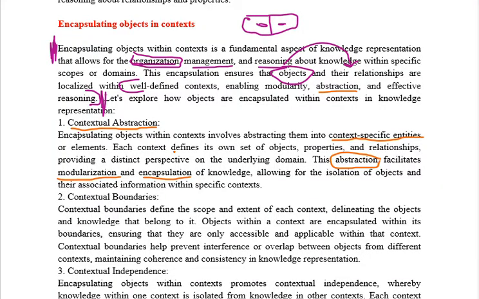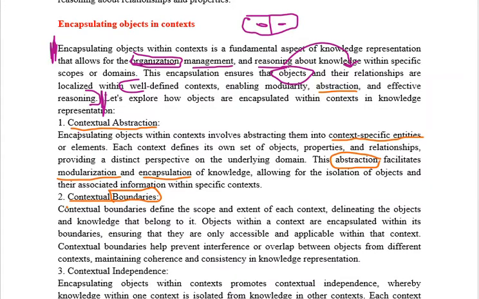I think you got clarity on what contextual abstraction is. Contextual abstraction is nothing but focusing on the specific entity only. Okay, remember. Next, what are contextual boundaries? In general, what is a boundary? A boundary is nothing but a limit. We cannot cross the boundary, we cannot cross that particular limit.